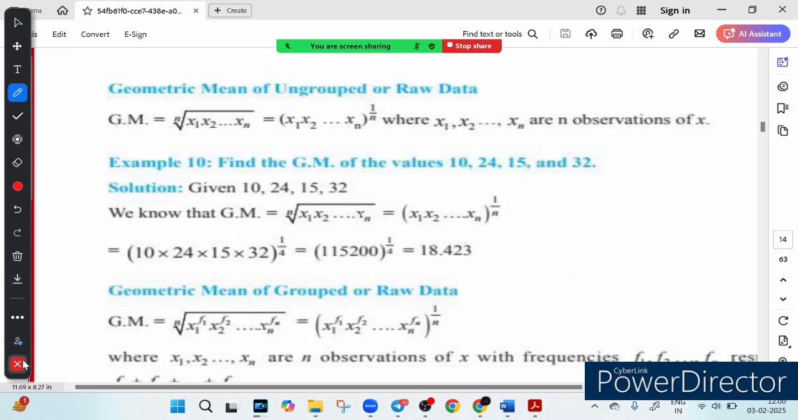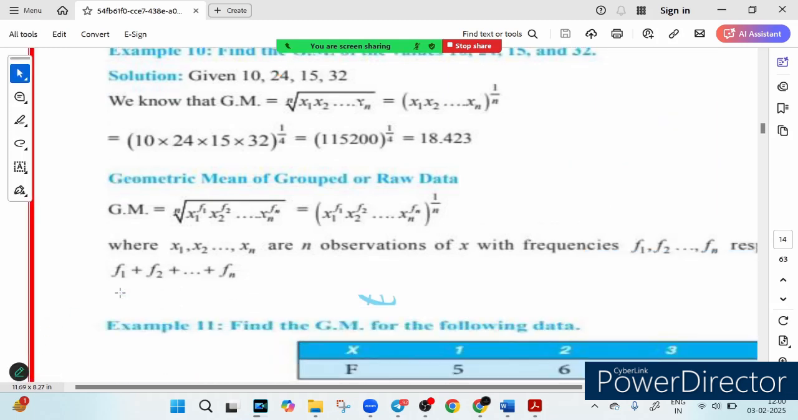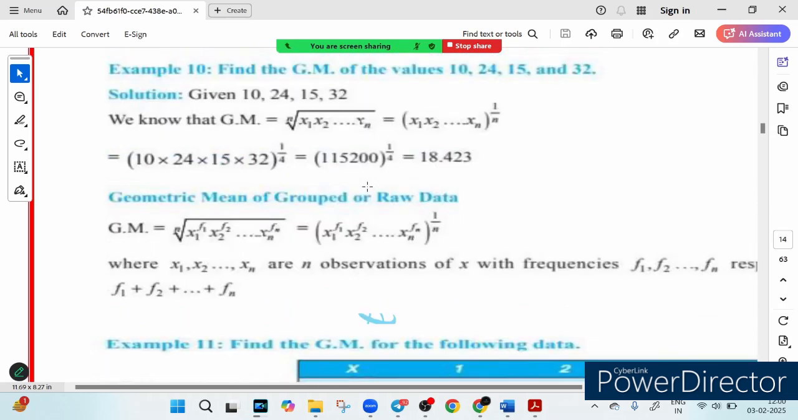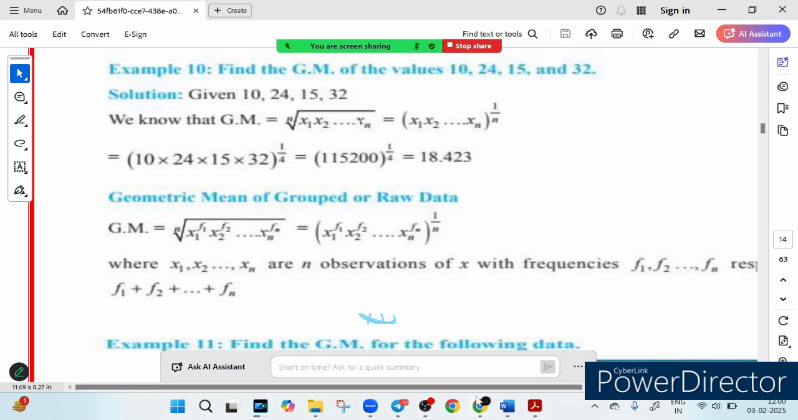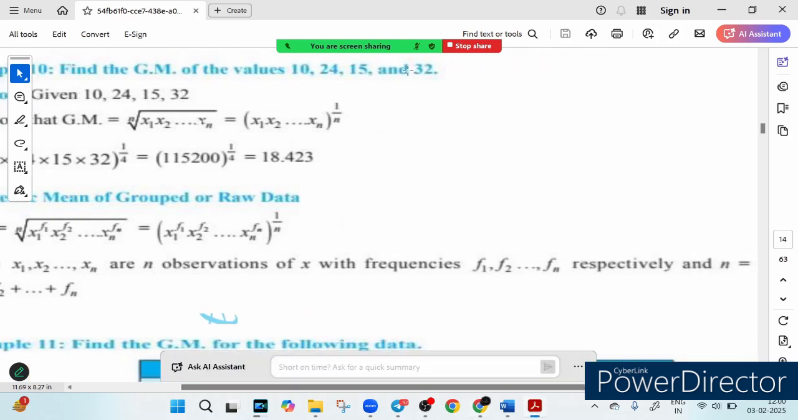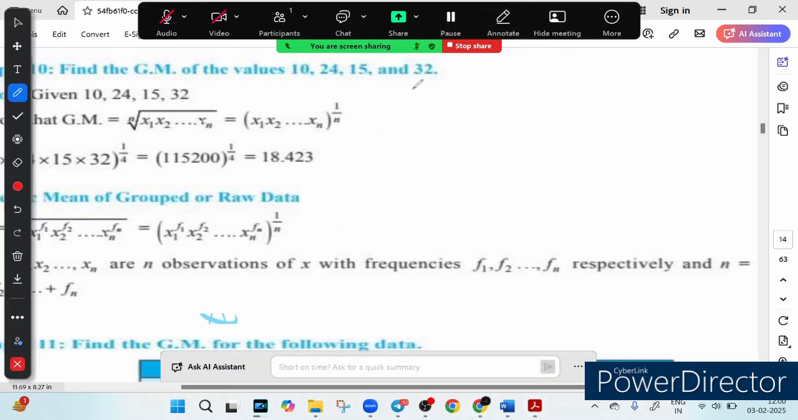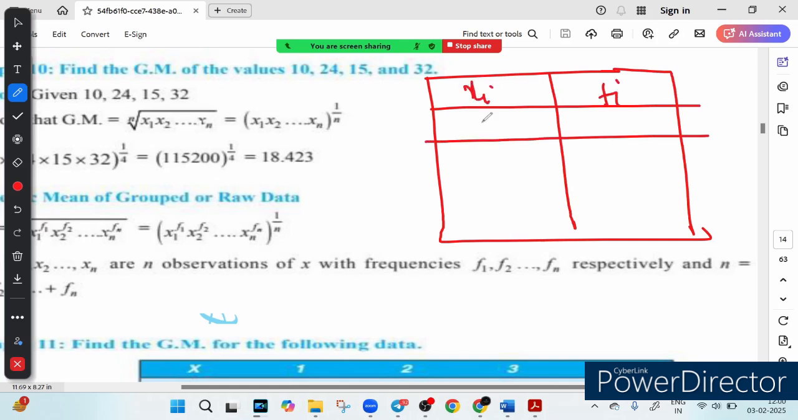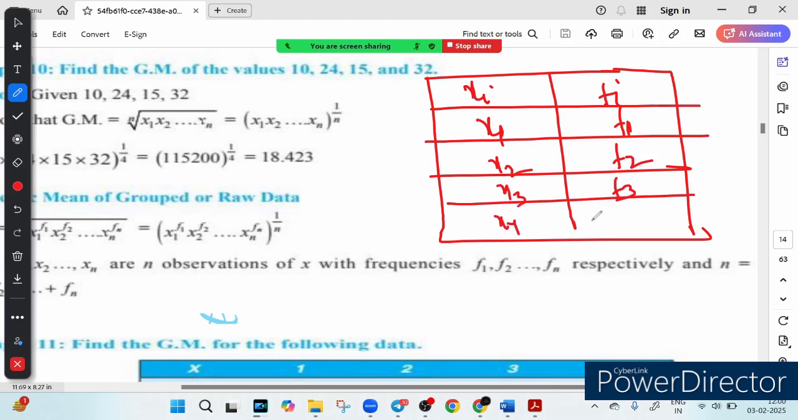Now, these were ungrouped data, where the data was not grouped. But suppose we have grouped data, then how do we go about calculating it? Let me explain how to calculate the GM of grouped data. Every grouped data can be written in this format. You know very well that we can draw a table, and on the left side I will write the observations, and on the right side the frequencies: xi, fi. For the first observation x1 we have frequency f1, for the second observation x2 we have frequency f2, for the third observation x3 we have frequency f3, for the fourth observation x4 we have frequency f4.